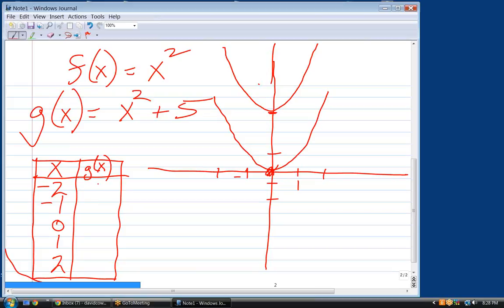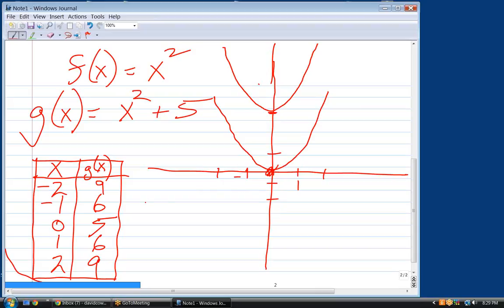Okay, so let's see, that'll be 4 plus 5, 9, right? When x is 9 minus 1, that'll be just 6, right? When x is 0, or sorry, my bad, 5. All right. When x is 1, 6. And when x is 2, 9. Now, those are the same because we're still centered on the y-axis. We're not at the origin anymore, but all we've done is moved it up or down.